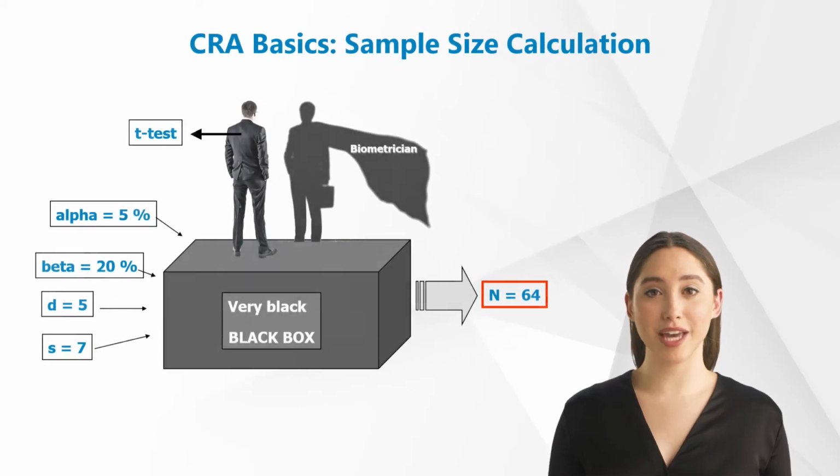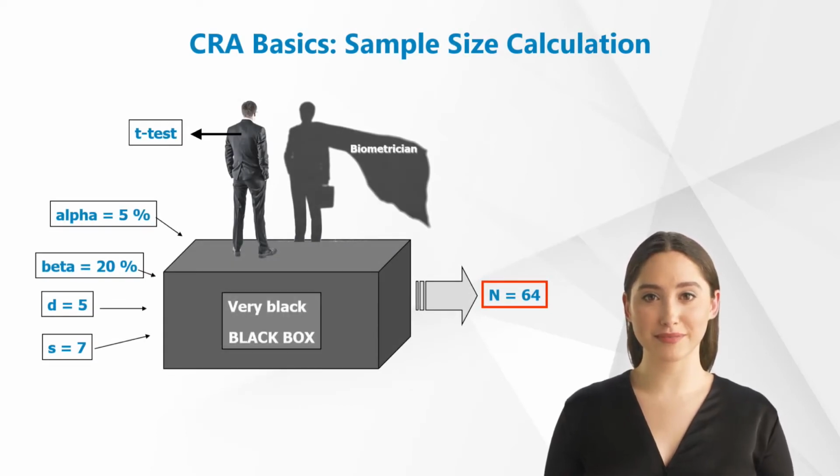Here you see a biometrician, as they probably prefer to regard themselves. According to the study design, the biometrician decides to use a t-test for statistical evaluation by means of a statistical procedure, represented here as the black box. The sample size is calculated from known parameters.